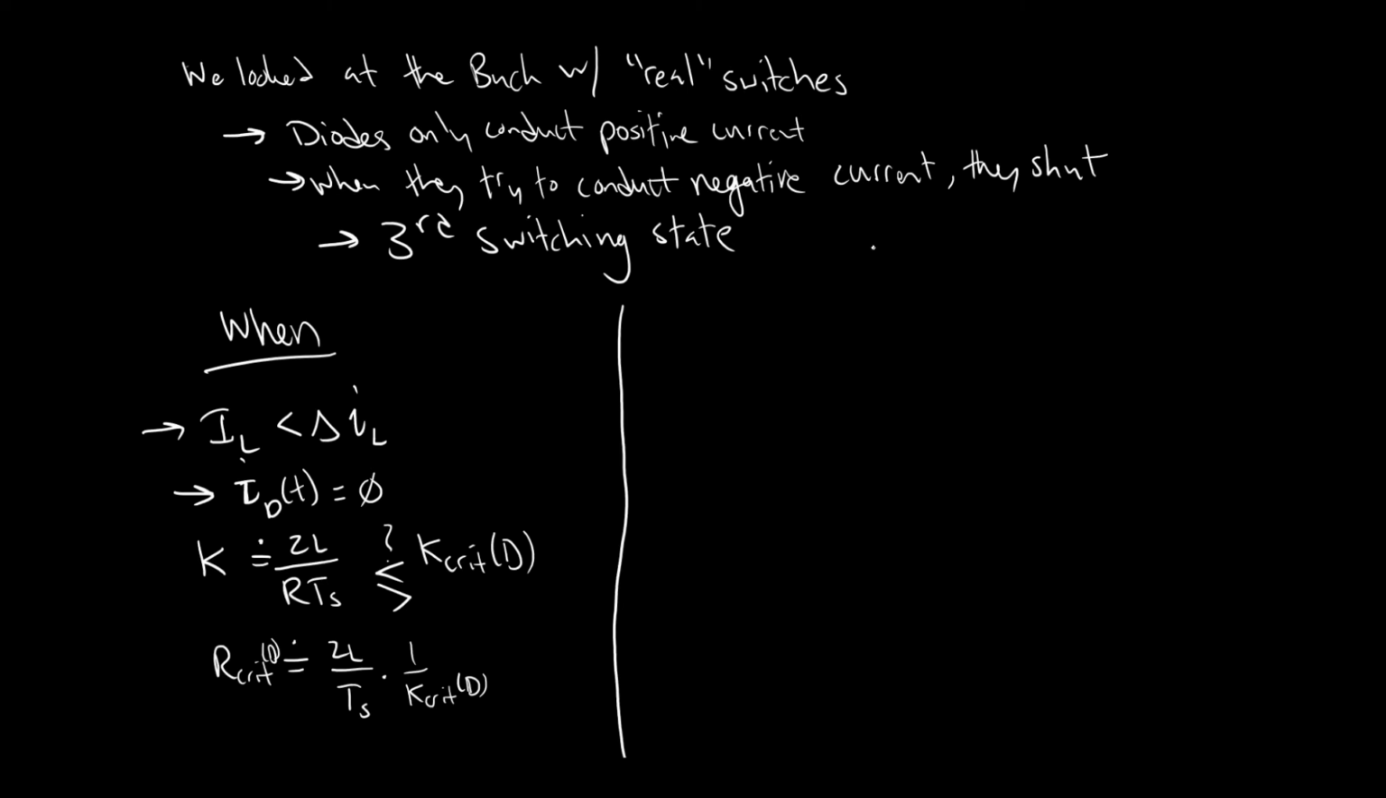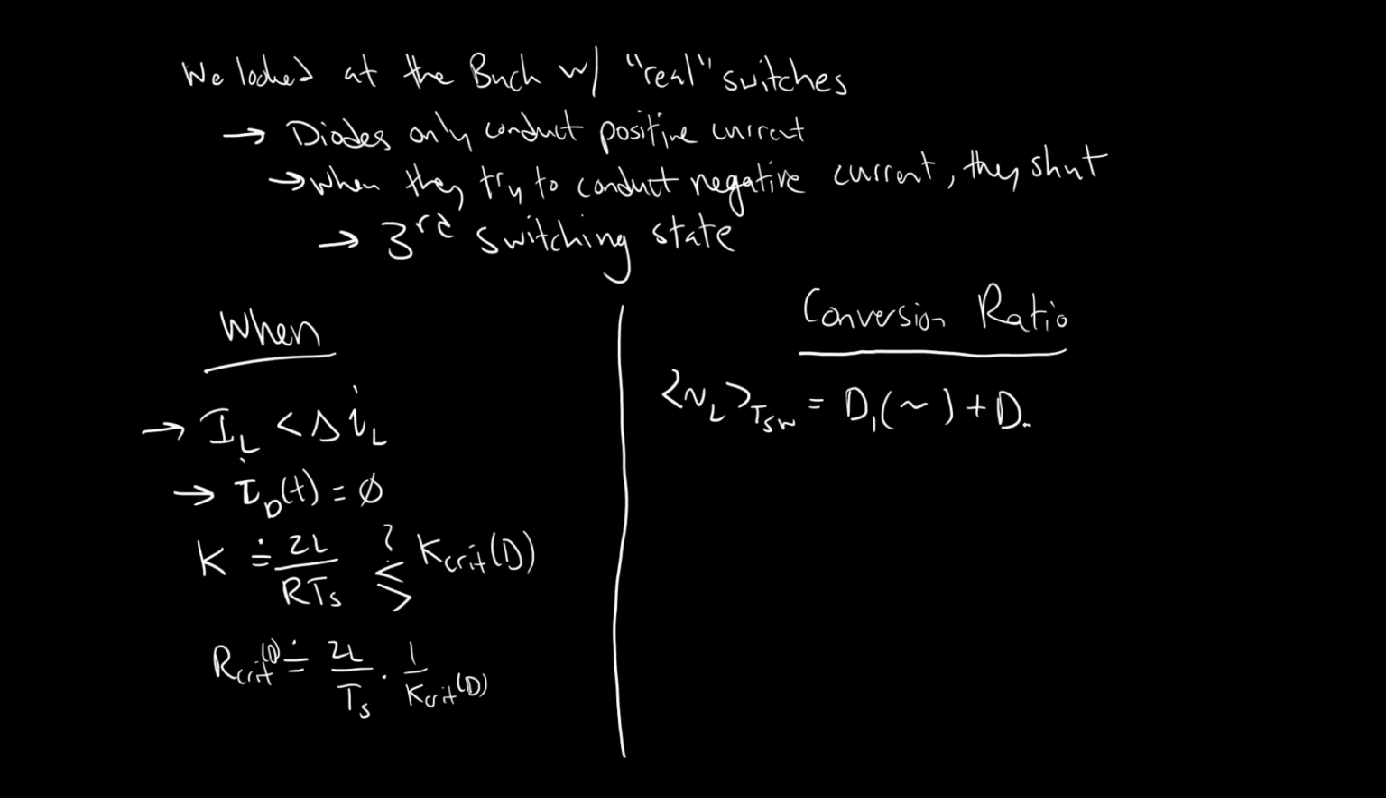The other thing we did was we looked at the conversion ratio. Because we have three states, if we look at the average of VL, we end up getting something times D1, plus D2, the second switching state. In the first switching state there's something going on, and in the second switching state there's something going on, and there's a third switching state. But because the inductor current should be constant, the voltage applied to the inductor in this state is 0.